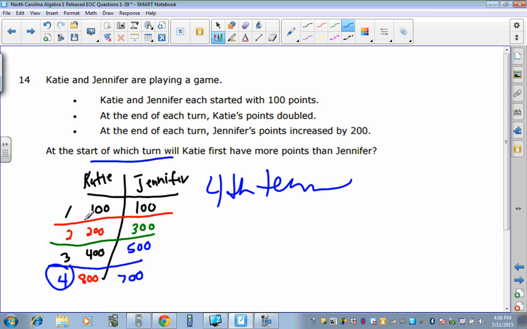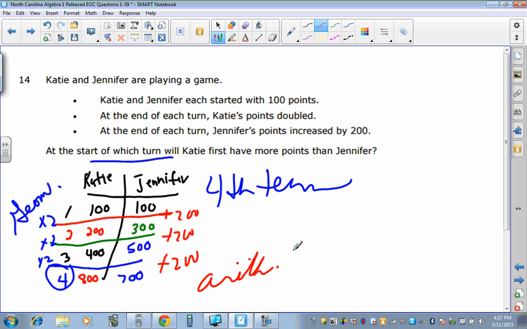While we're talking about these, by the way, the reason why Katie catches up is because, first of all, look at her numbers. Is this an arithmetic or a geometric sequence? You'll notice that it's being multiplied by 2 each time. We know that's geometric. And then Jennifer, she's adding 200 each time. We notice that that's an arithmetic sequence. And we know arithmetic sequences are linear, whereas geometric sequences are exponential. They start and then they take off, and when they take off, they really take off.